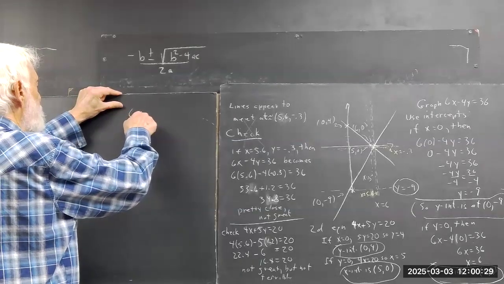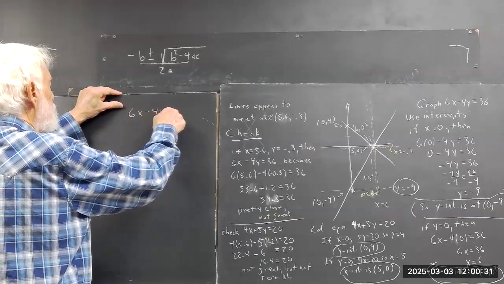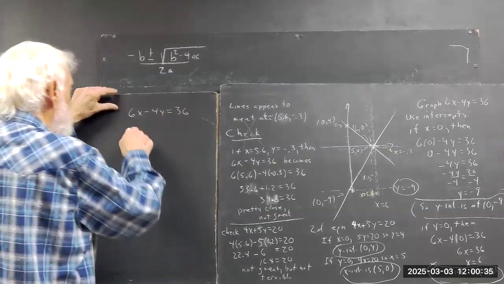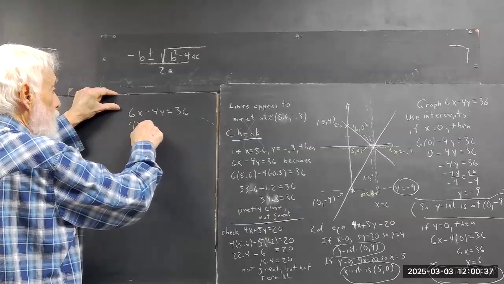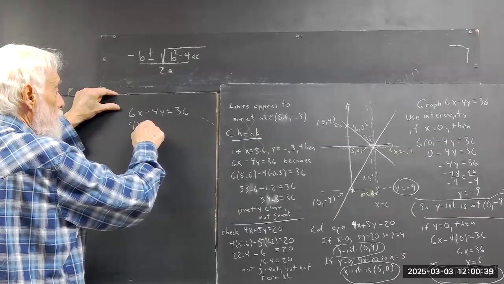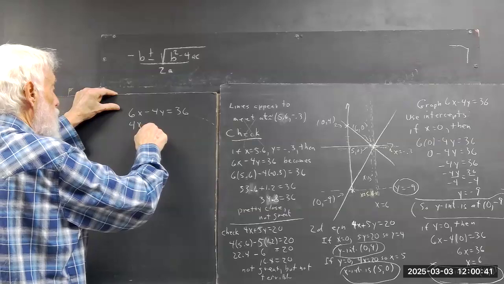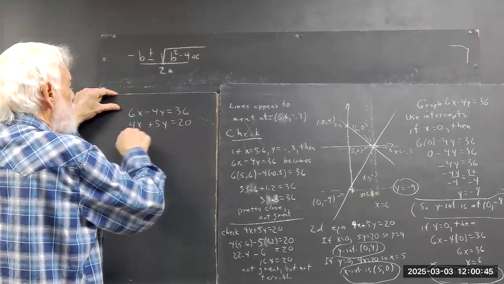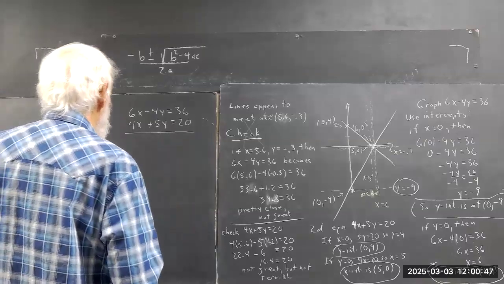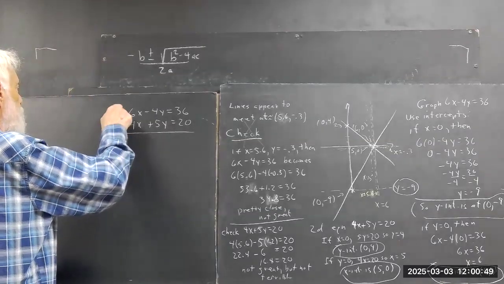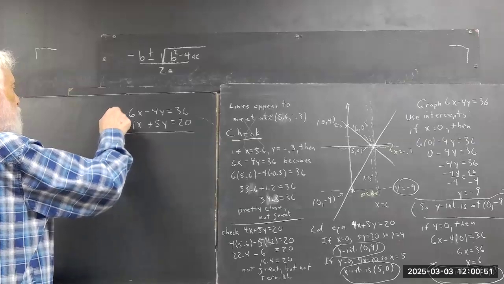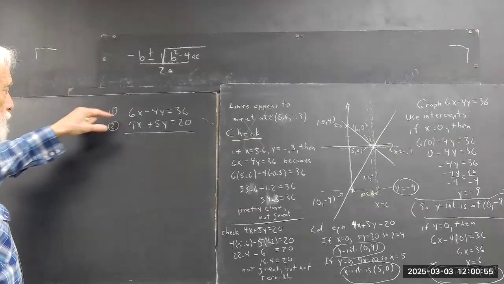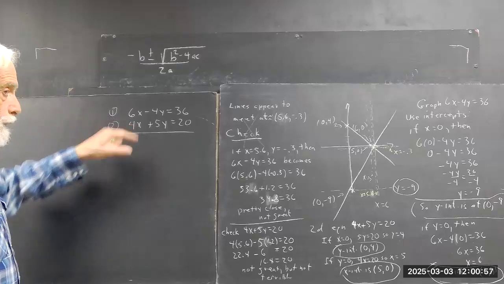Okay, 6x minus 4y equals 36. And 4x plus 5y equals 20. Now I'm going to use notation. I'm going to use a circle 1 and a circle 2. Circle 1 stands for this equation. The circle 2 stands for this equation.